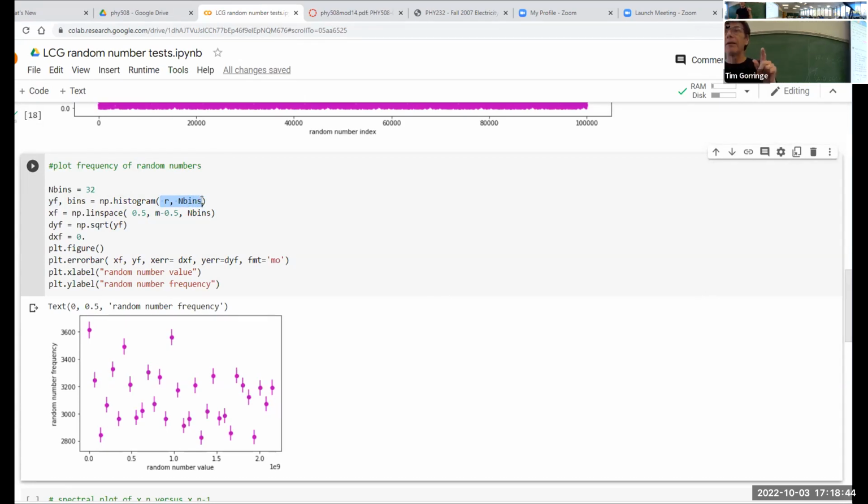R is the array of 100,000 numbers, and then the number of bins is the number of equal sized intervals that I'm going to divide the range into. And so the quarter histogram literally makes the histogram for that. There are other arguments you can use with the histogram function.